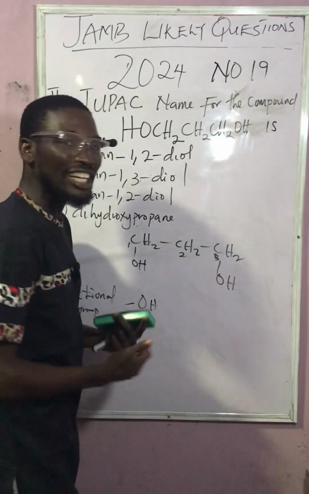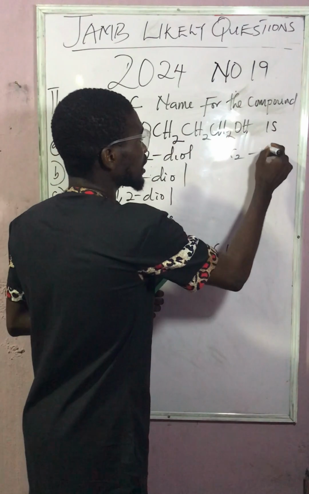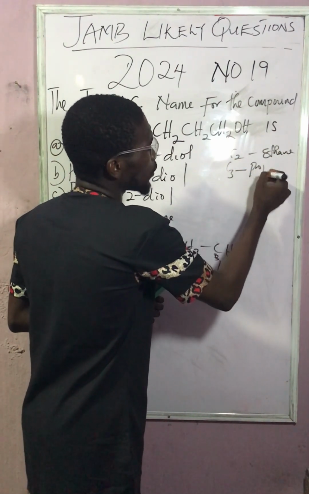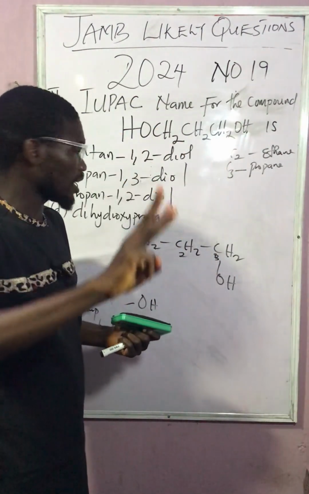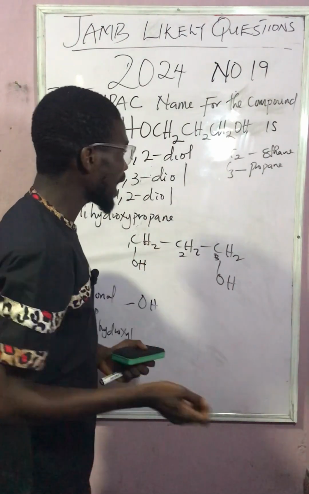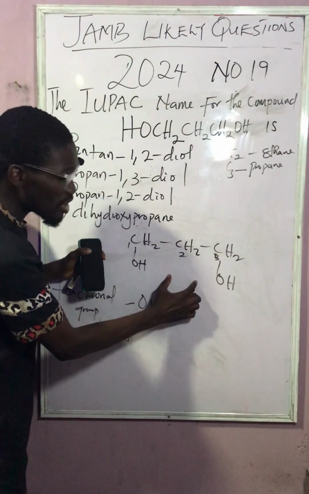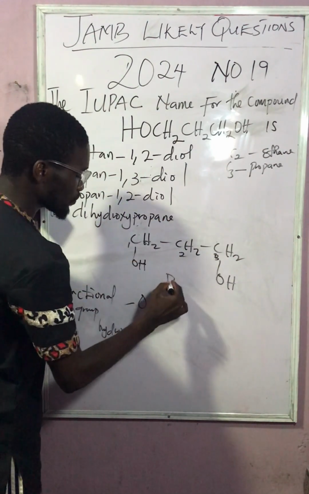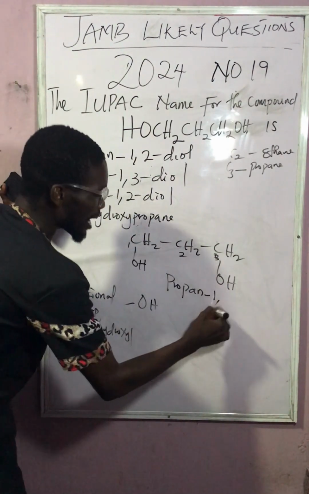Is that clear? The longest continuous carbon chain is 3. If you have C2, this is called ethane. If you have C3, this is called propane. So now we have 3 carbon atoms here. Is that clear now? That 3 carbon atoms is propane. So how do we name this compound? It will be named propan. We have 1 here, 2, the hydrogen is not here, but 3, we are having the OH. So it is propan-1, comma, what do you have here?